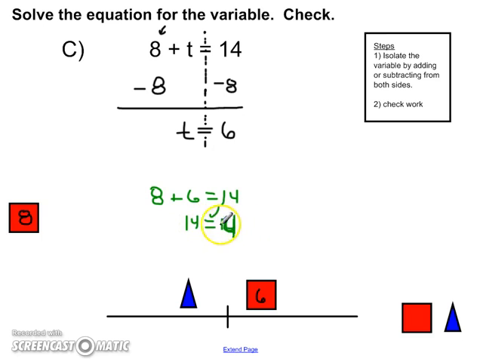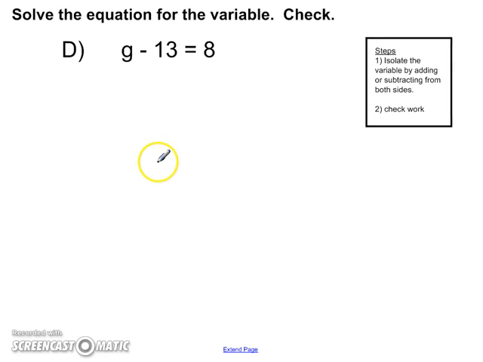But if these did not end up being equal, we need to go back and figure out what mistake we made and where. All right? So now we're going to do this without the hands-on equations. You'll notice, though, I have subtraction. But again, right here, this is my little balance point for my hands-on equations.